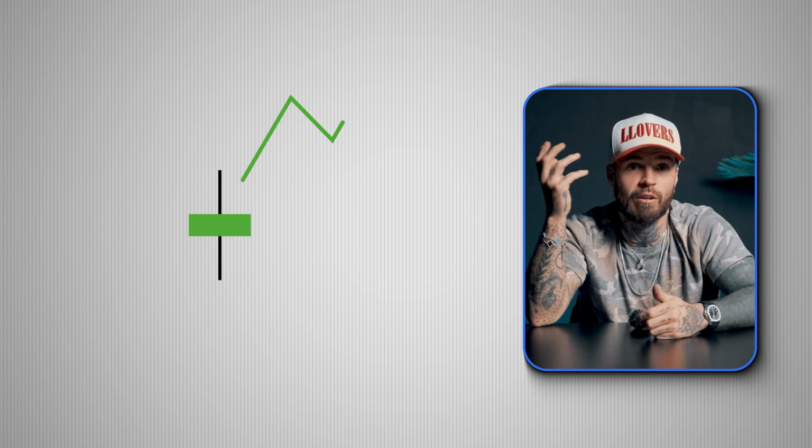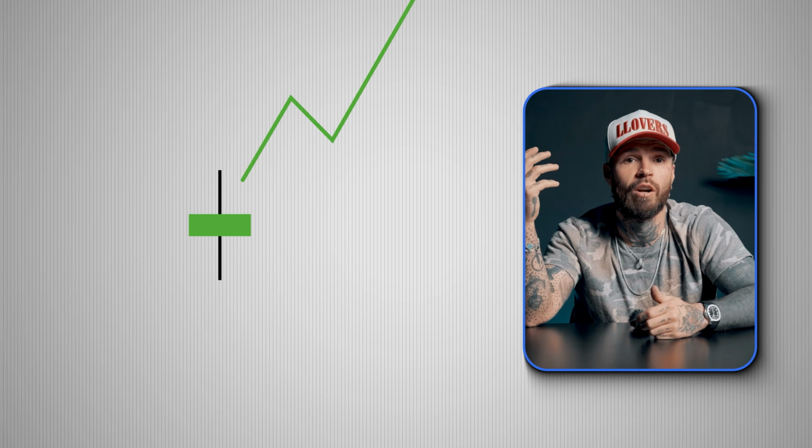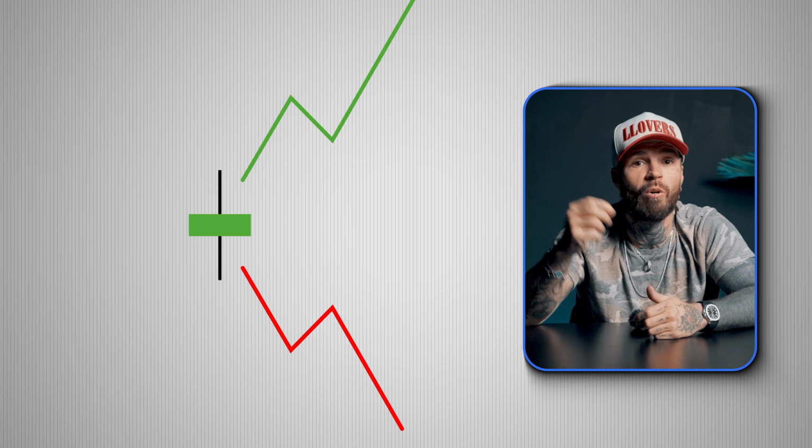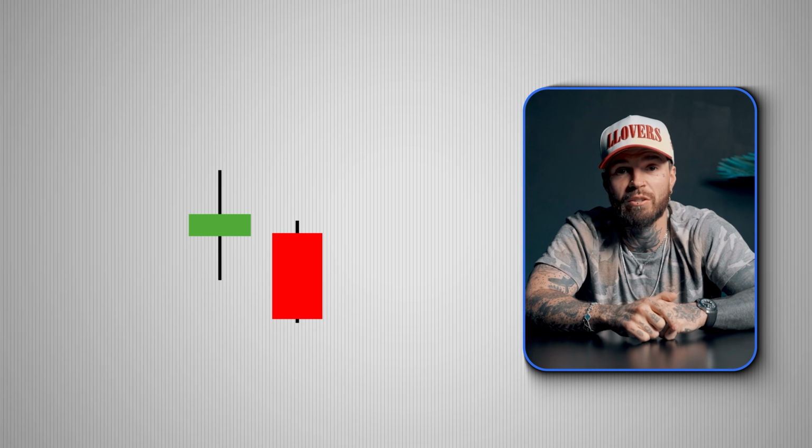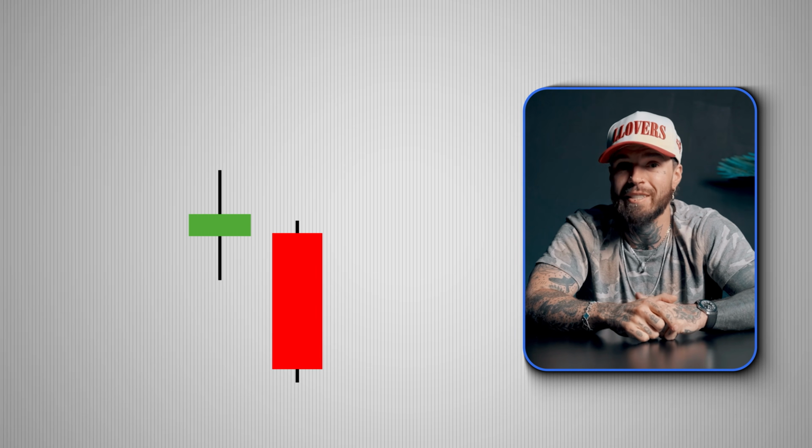Either buyers are about to take over and send price skyrocketing, or sellers are about to rug pull the whole thing and dump it to the ground. Your job? Wait for the confirmation. If the next candle after a doji is a strong green candle, that's bullish, buyers won. If the next candle is a big red one, that's bearish. That means the sellers won. The doji is a signal that a major decision is coming, so be ready to react.